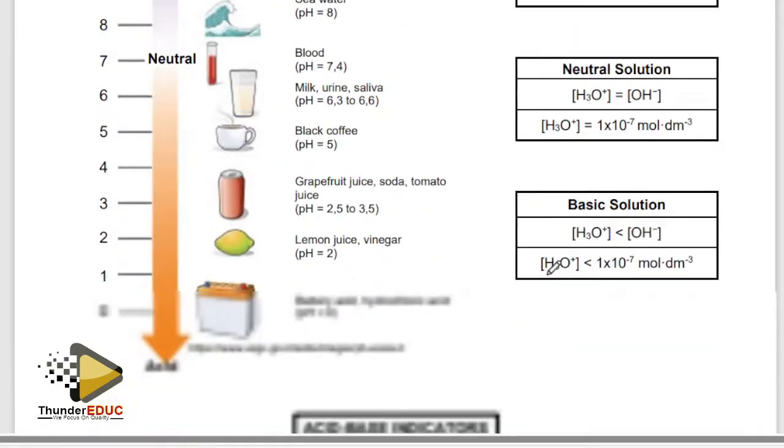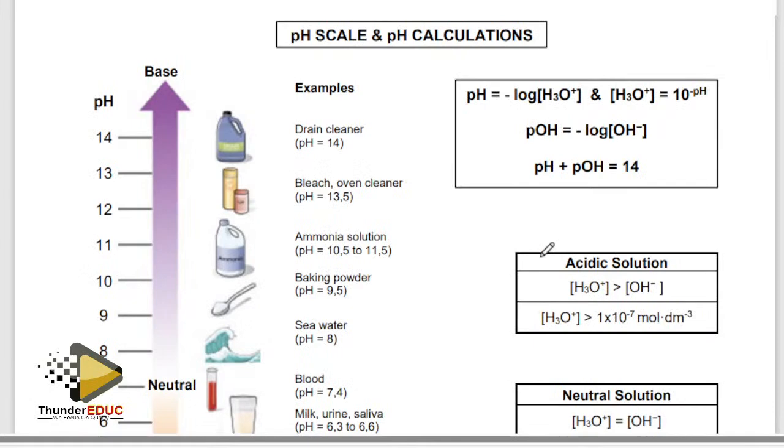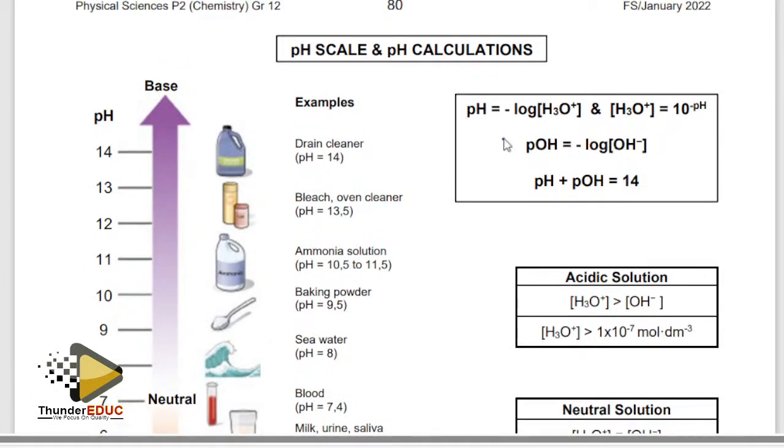Then another thing is how to calculate the pH. pH is equal to the negative log of the hydrogen concentration, and then you are able to get it. Sometimes the hydrogen concentration, the hydronium ion concentration, is not given, therefore you have to use pH plus pOH equals 14, or the concentration of the acid. You find the concentration of the base, then you find the mole ratio, how many hydrogen ions there are, and after that you are able to calculate the pH.